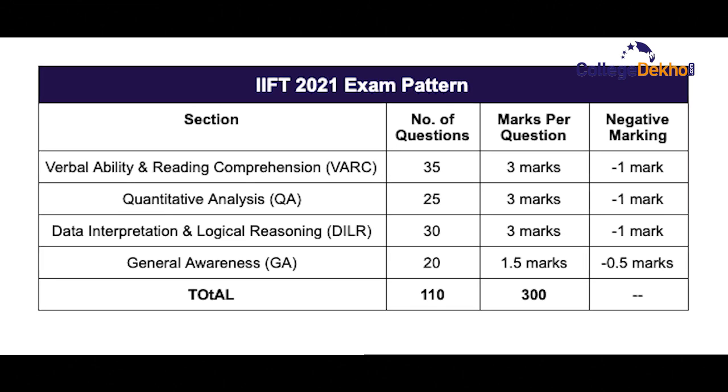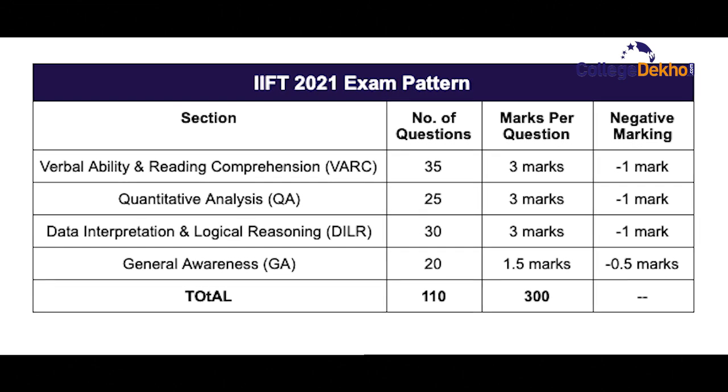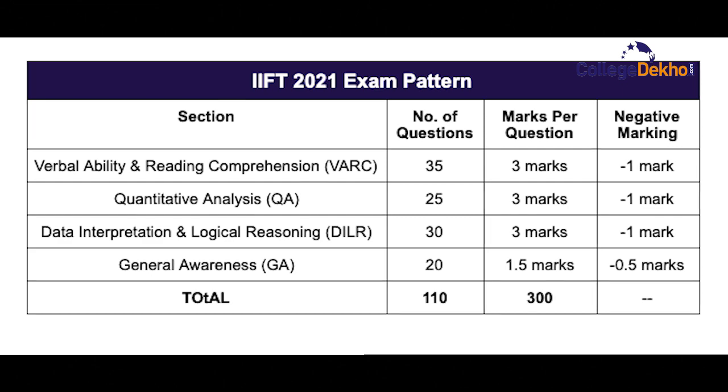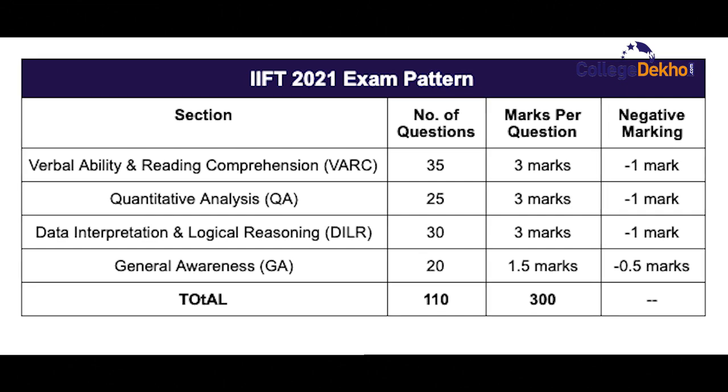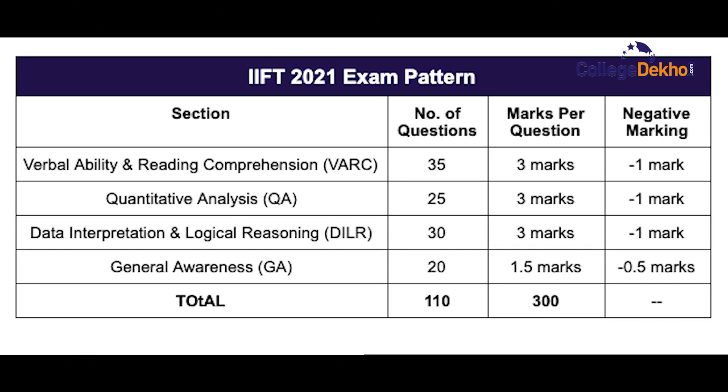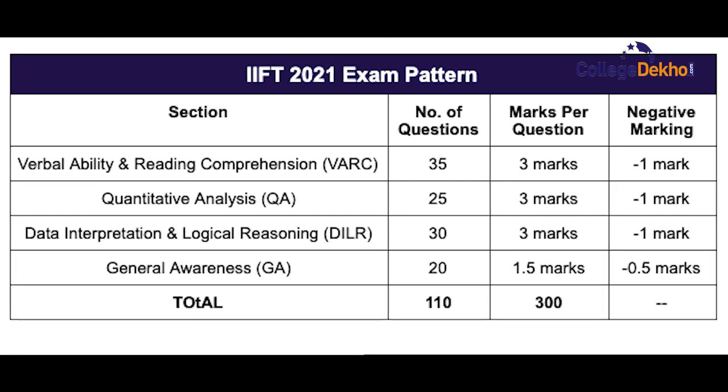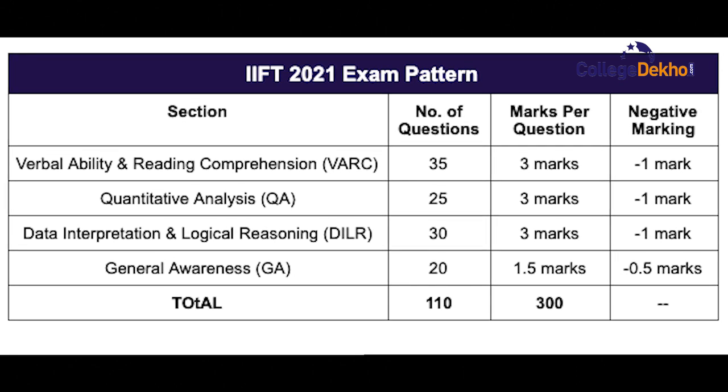Each question in the VARC, QA and DILR sections carried 3 marks, and each question in the GA section carried 1 mark, which means that there were a total of 110 questions in the exam and the total marks were 300. A negative marking of minus 33% per question was applicable. This means that there was a negative marking of 0.5 marks per incorrect question in the general awareness section, while for all other sections 1 mark was deducted for every wrong answer.